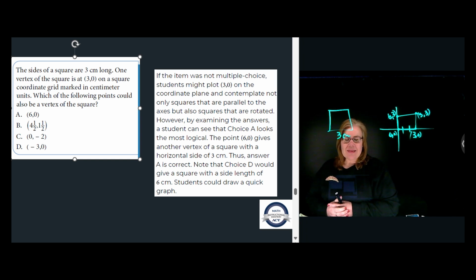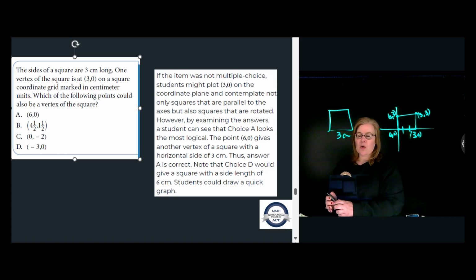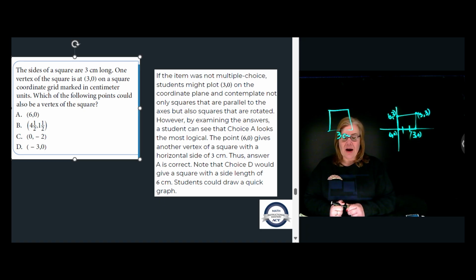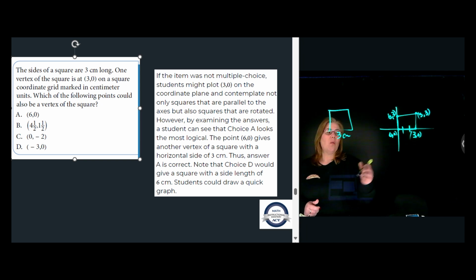So when we examine these answer choices, we look at A and it looks like it could be logical. So let's look at some more. It says that the point (0, -6) gives another vertex of a square with horizontal sides of 3 centimeters. We know this could be right, but I don't want to just throw out that -3 as well. So we note that it could possibly be one of our vertices.